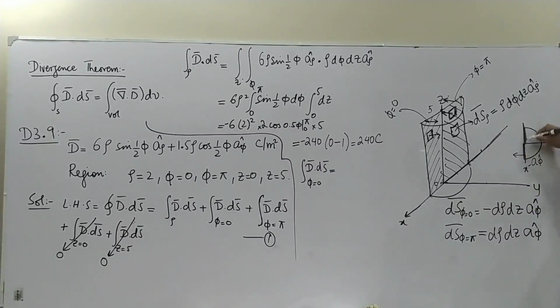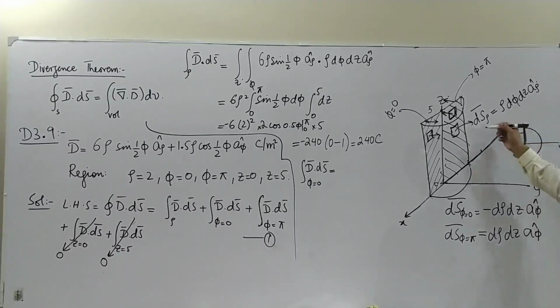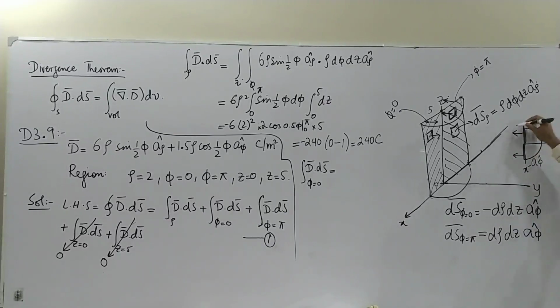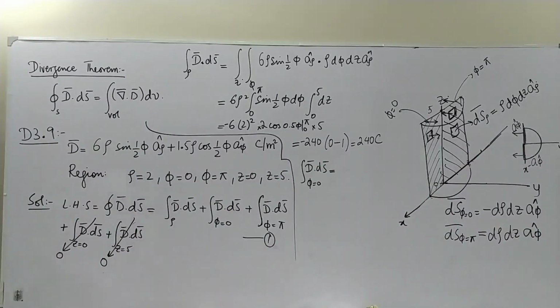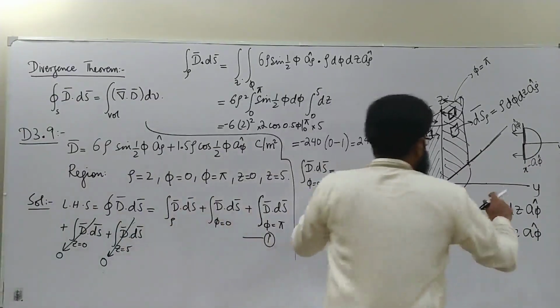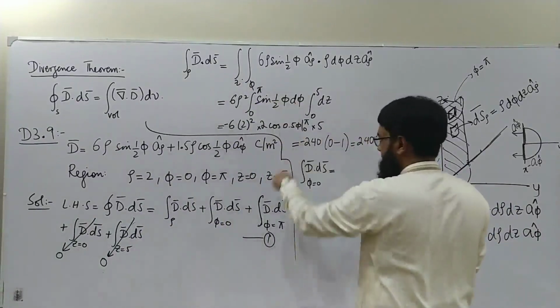For the phi equals pi surface, the direction of a phi is already this, because if you move in this direction, the angle of the plane will increase. So this direction is a phi. How weird, right? For phi equals to 0, this direction is minus a phi. For phi equals to pi, this direction is a phi. That's the thing you should be really comfortable with now. Okay, so let's talk about this one.